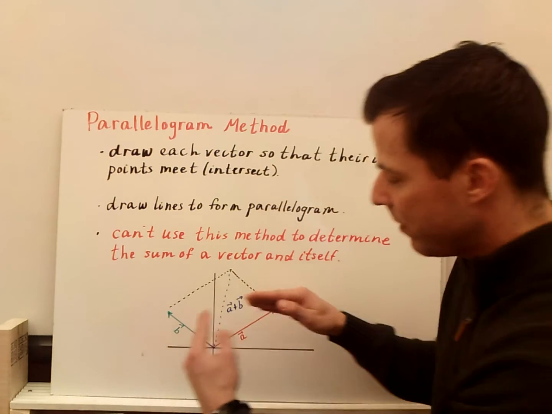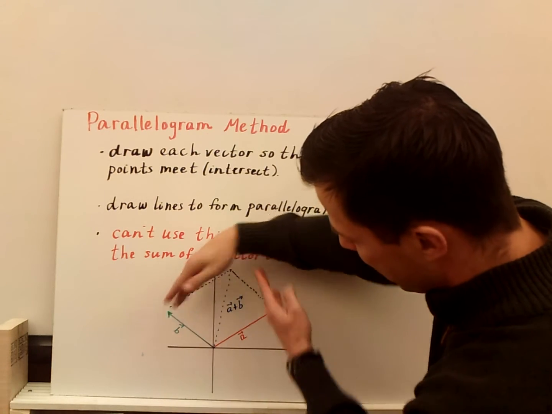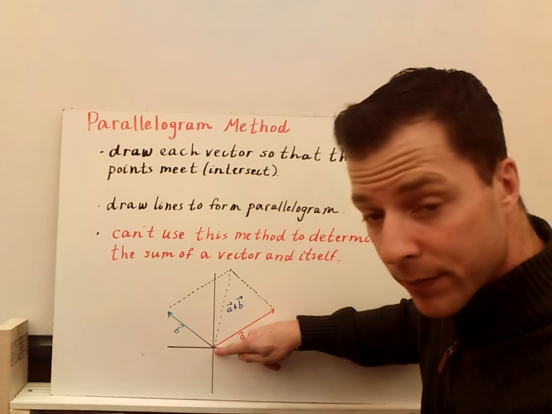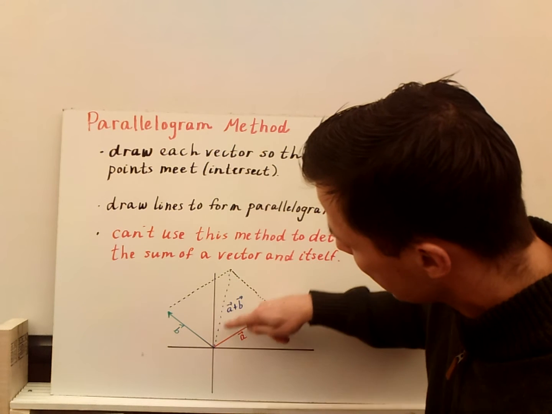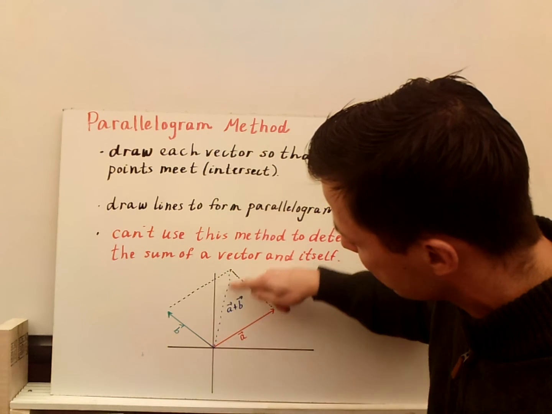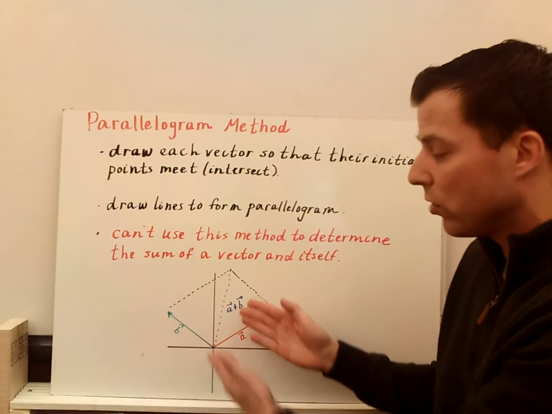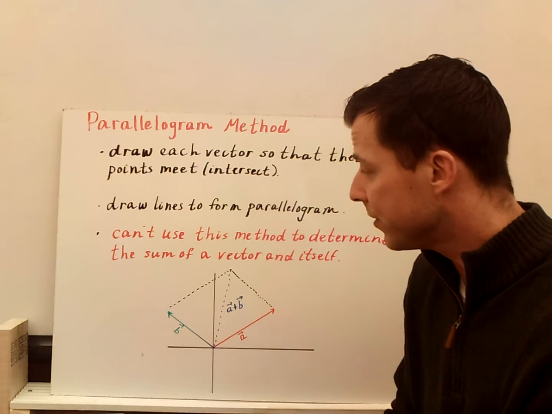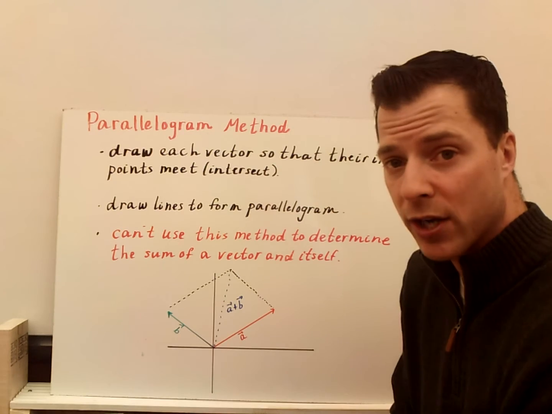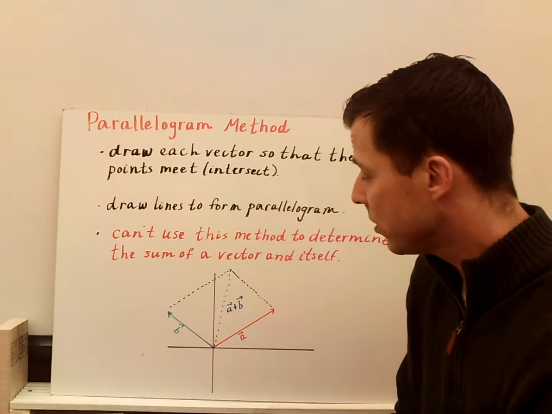And where those two lines meet, I go from (0, 0) and draw my line up, and there's the resultant A plus B. Vector A plus vector B is from here to here. So it looks like a parallelogram. That's how we use those two methods. I'll primarily be using the triangular method, but there are two methods we can use.